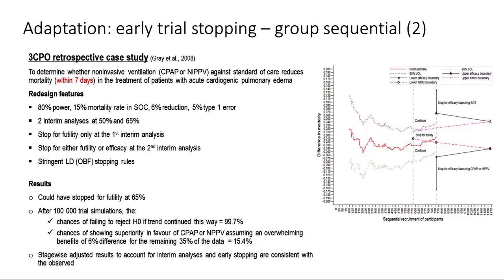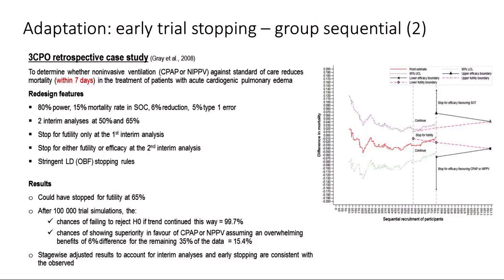Right. And we say, okay, let's assume that the treatment is as observed. The probability of failing to reject the null hypothesis was 99.7%. So you're kind of sure to say, you know what, this is just futile. I don't think we're going to show the effectiveness anyway. What's the point of carrying forward?